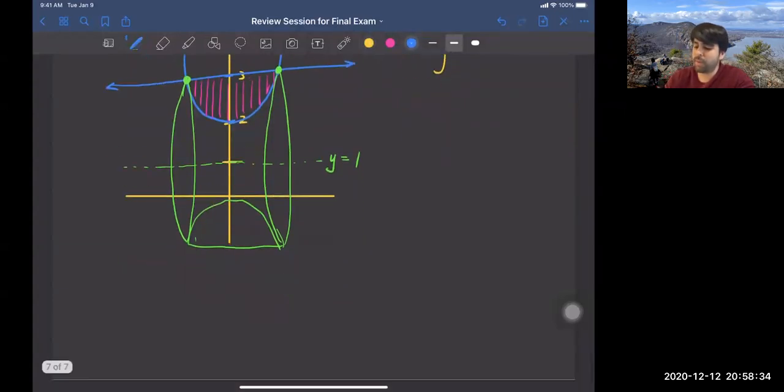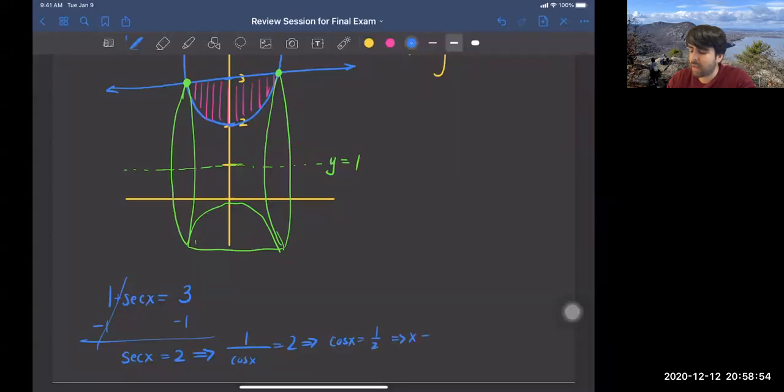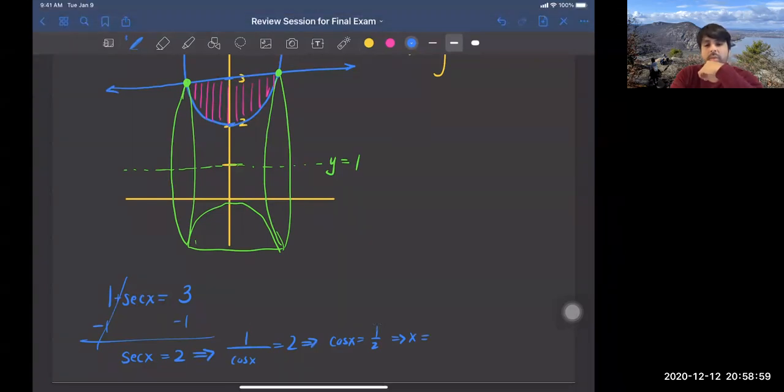So then I have to set them equal to one another, right? I have to set 1 plus secant of x equal to 3. Then I subtract 1, and I get that secant of x equals 2. That means 1 over cosine of x equals 2, which means cosine of x is a half. That means x is equal to what? What values of x make cosine 1/2? And remember, we keep it in radians.